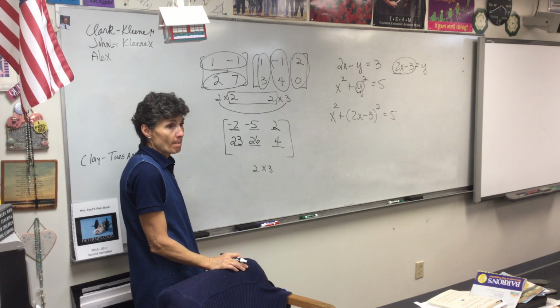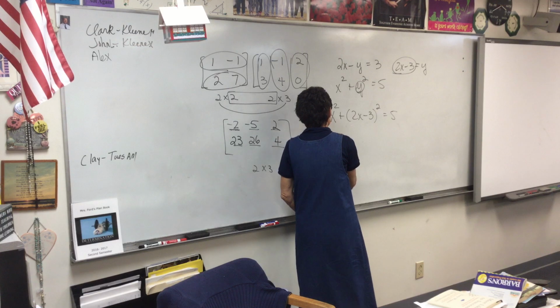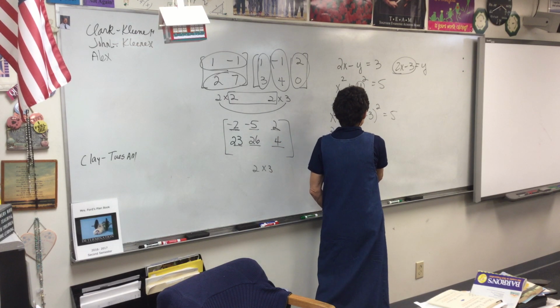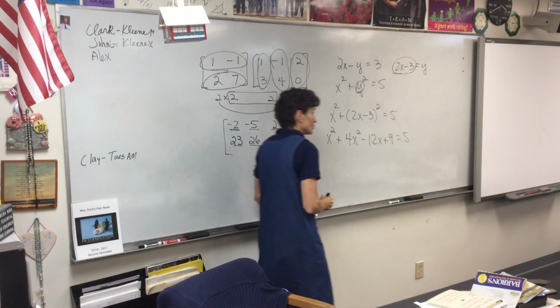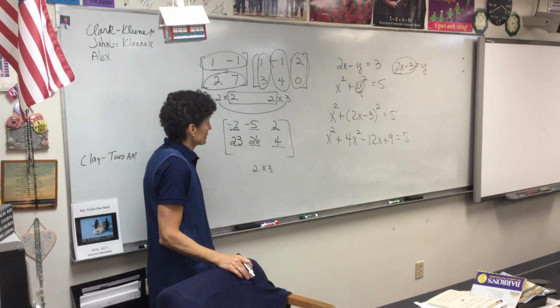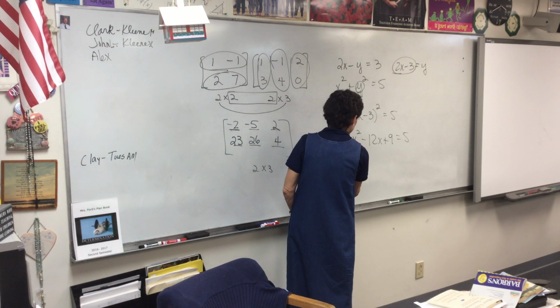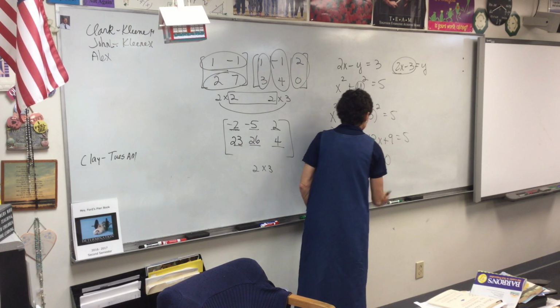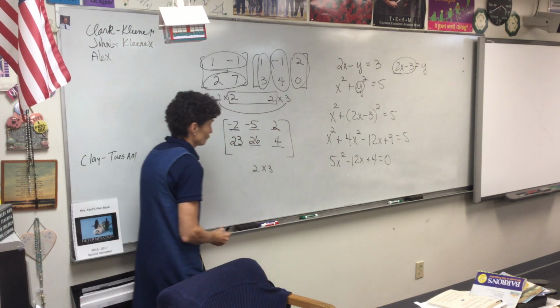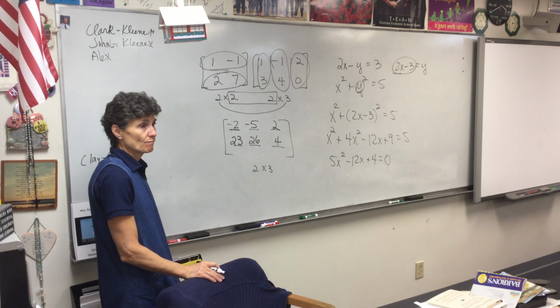Now what? So, foil. That's right. This is going to be a foil. So either do it over to the side or do it in your head. It's up to you. Whatever works. But you got to foil that out. You don't just square each piece. Foil it out. So now I've got 5x squared minus 12x plus 4. Is that right?